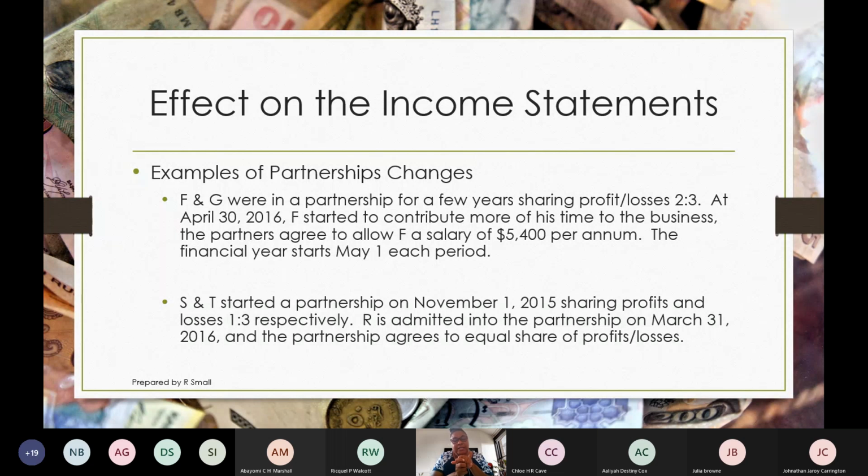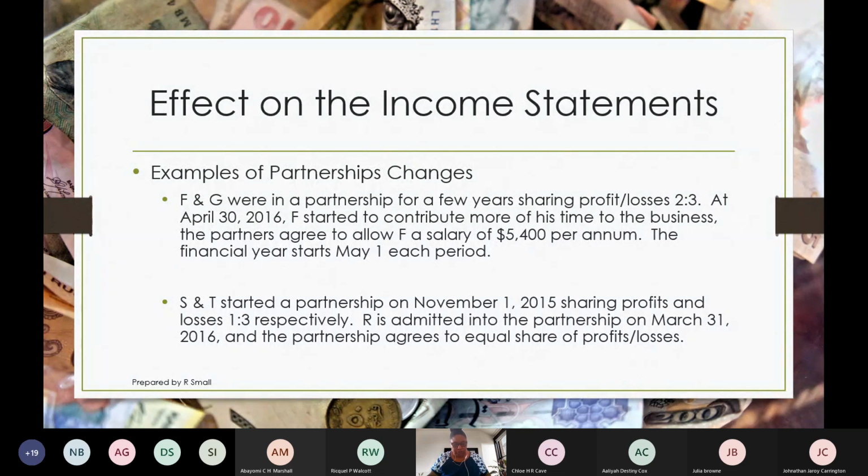So in a situation like that, you will have the old agreement where you would work out what the profit would have been up to the point of the change and share that profit between S and T. And then after the change, you will work out what the profit is under the new change and share that equally between S, T, and R. So that is that example.